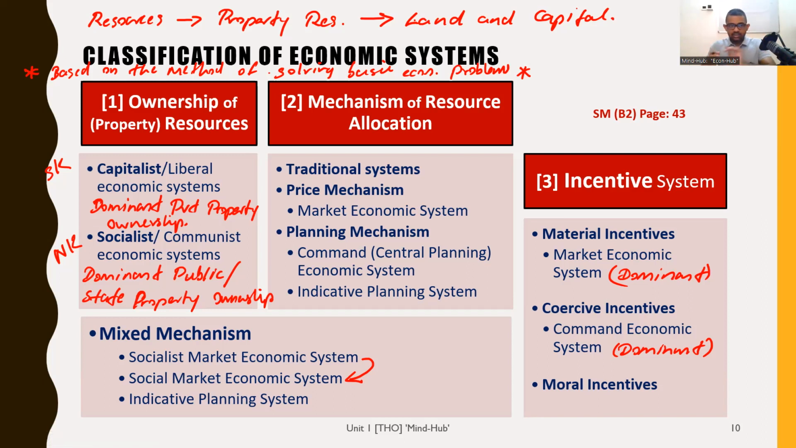Keep these separate. Know the basis: ownership of resources, capitalist and socialist; mechanism of resource allocation, traditional, market and command. Then mixed economic systems are there for both, but mainly the mix is based on the mechanism of resource allocation. Then incentives can be used. Material incentives are dominant in market economic systems. Coercive incentives are dominant within command economic systems.